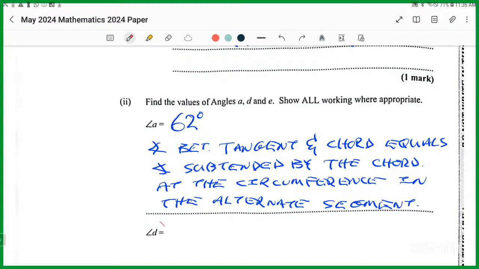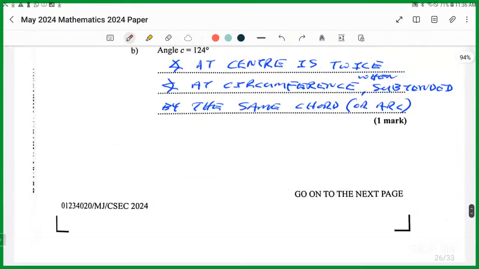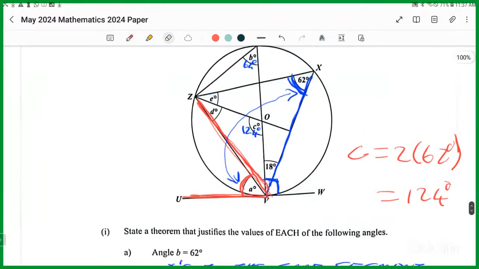Then I want angle D next. Let's look at the diagram for what angle D is. Then put on 62 degrees down here in the diagram. I'm saying that this angle down here is actually 62 degrees. Then I want angle D. Angle D. Well, that's fine.